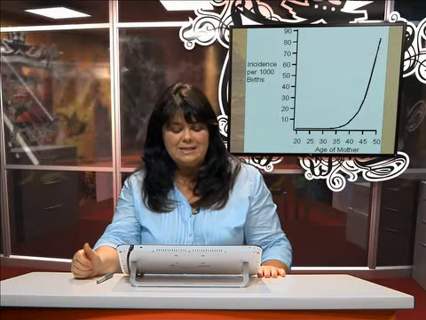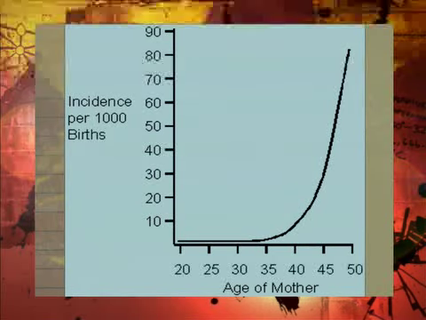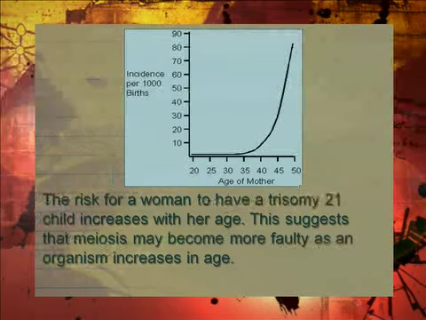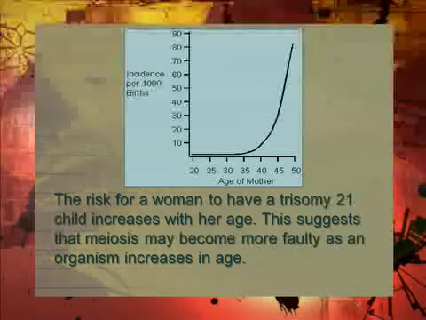Science shows us that the age of the mother does have something to do with the incidence of Down syndrome or trisomy 21, and that certainly in older mothers there's a greater tendency towards producing a child that has Down syndrome, and so it suggests that meiosis could become more faulty as the organism increases in age.